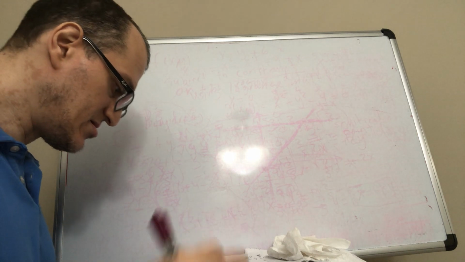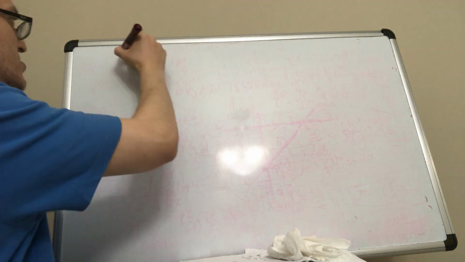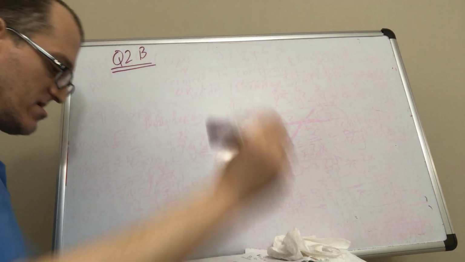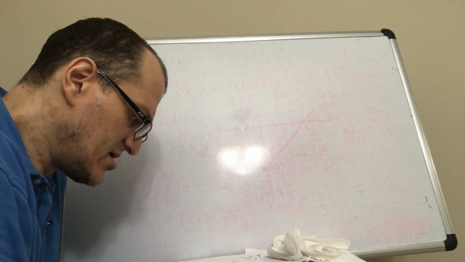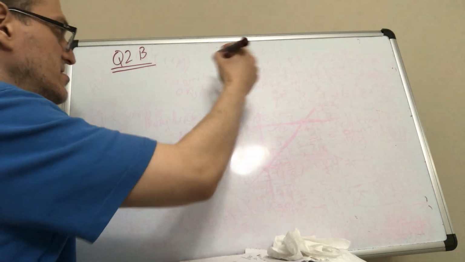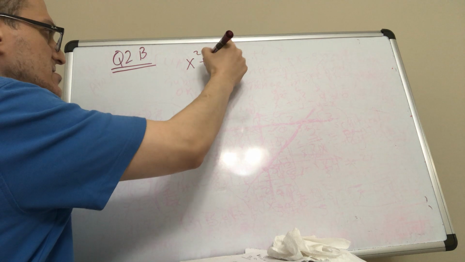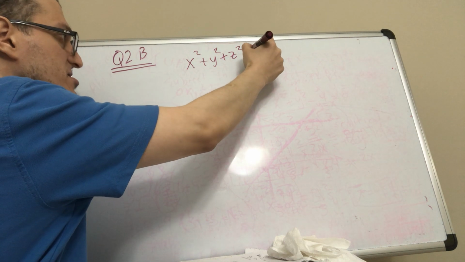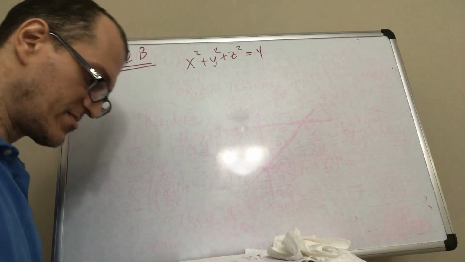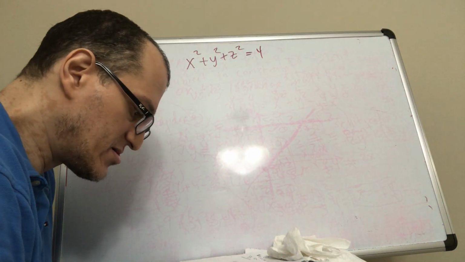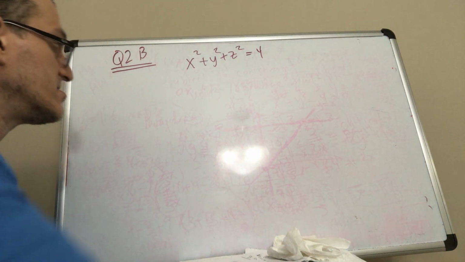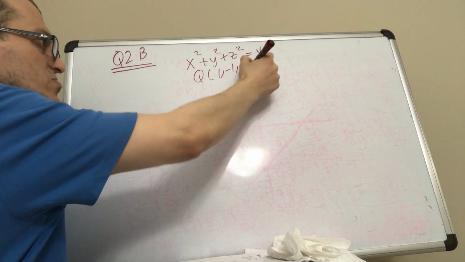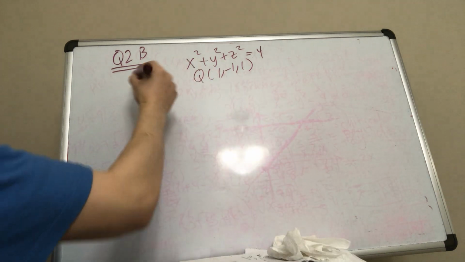So, question 2 in worksheet B. Find the point on the sphere x squared plus y squared plus z squared equals 4 furthest from the point (1, -1, 1). So the furthest point.